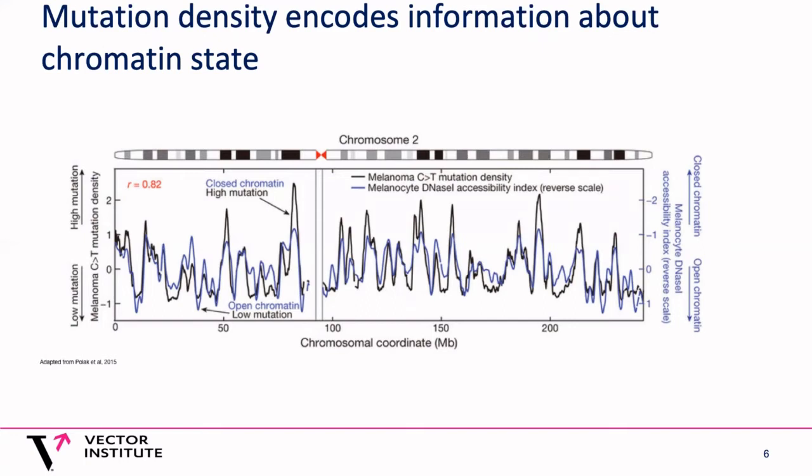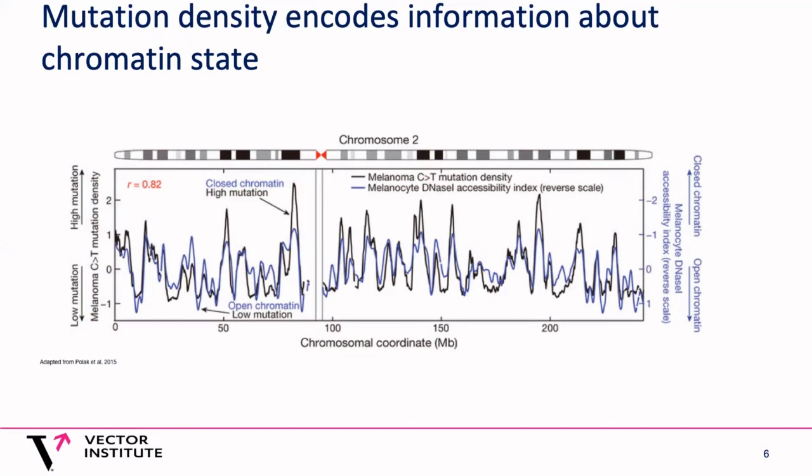In this figure, the x-axis is the chromosomal coordinates. The blue line represents the degree of closed chromatin in a region, and the black line represents the number of C to T mutations in these melanoma samples in TCGA. The really striking thing about this figure is that there's a super high concordance between the blue and black lines. Wherever you tend to see an increase in closed chromatin, you see an increase in mutation density. This is probably due to inefficiencies in DNA damage response.